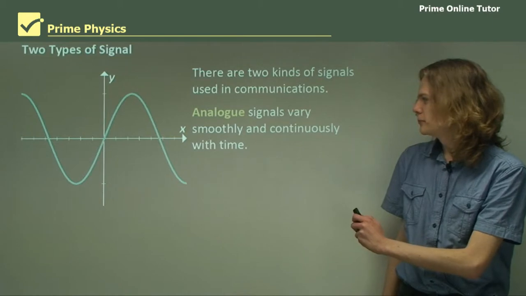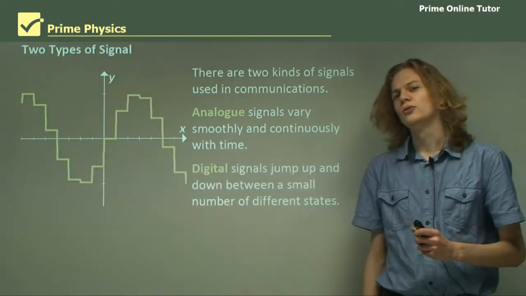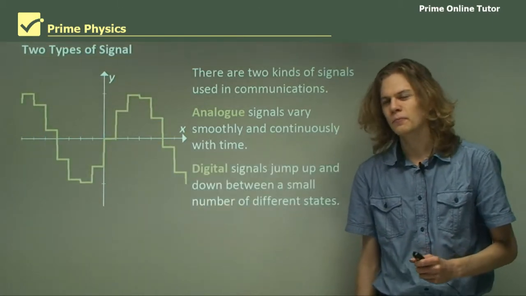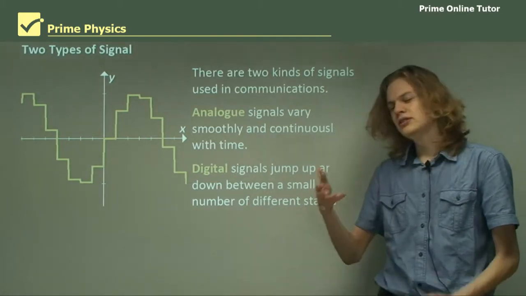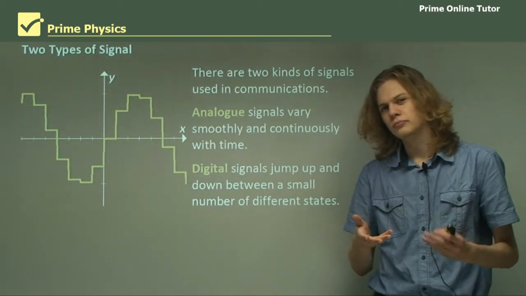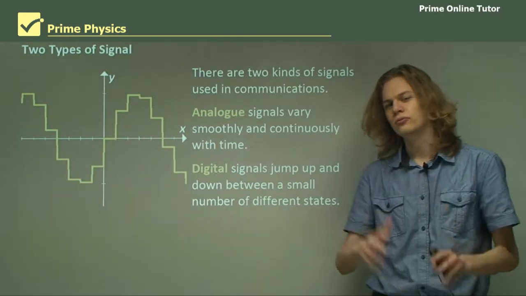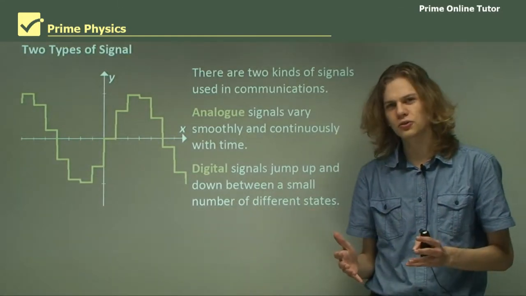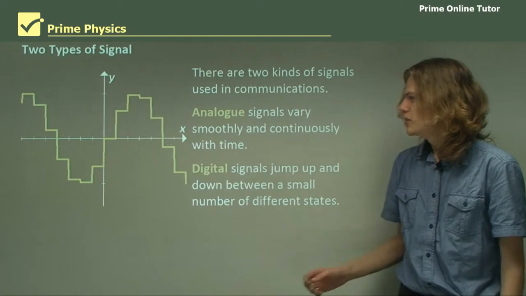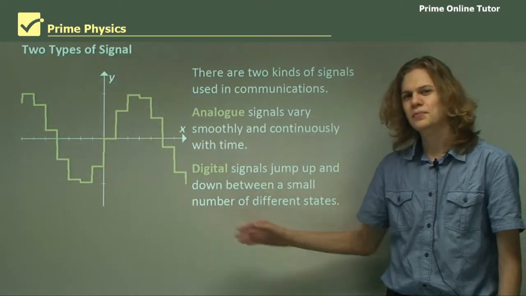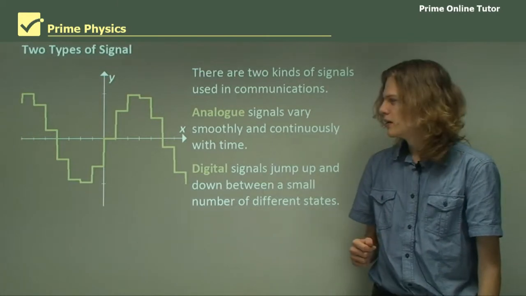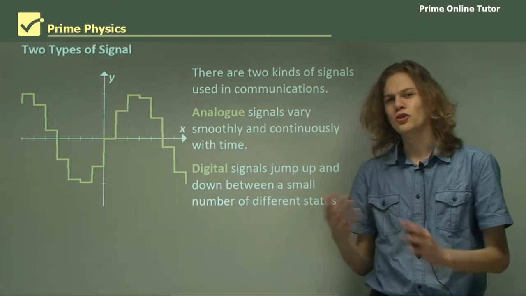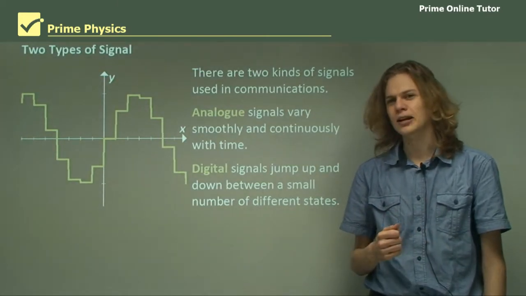On the other hand, digital signals look a little bit different. These will jump up and down because they can only take on a certain number of values. They can't take on an infinite number of y values or an infinite number of x values. So it means that we get these little stepping or jumping shapes. In computer terminology, it's what we call aliasing.